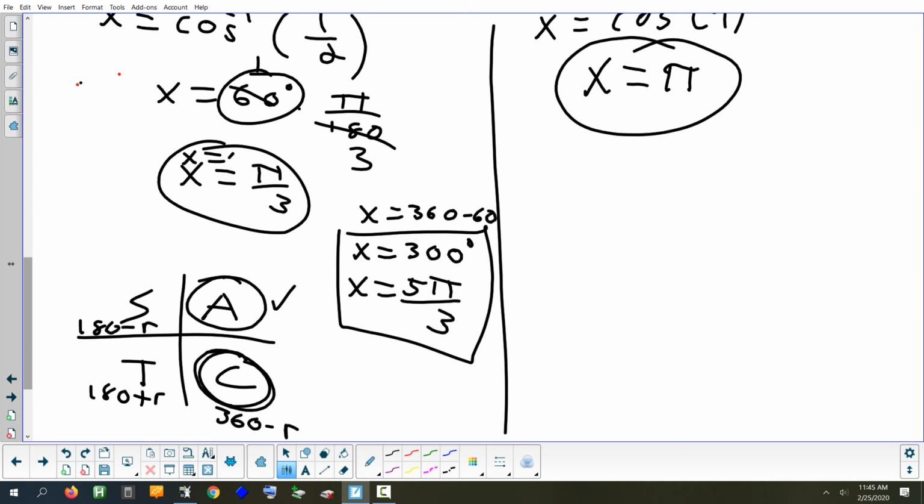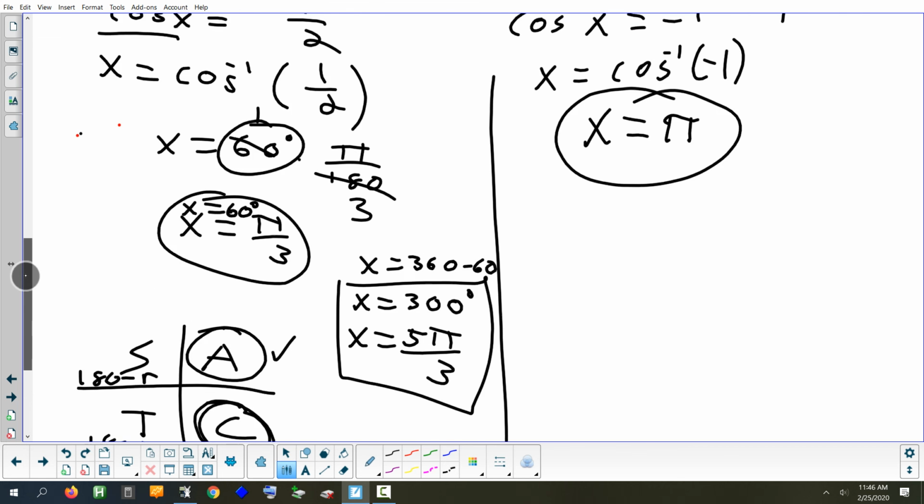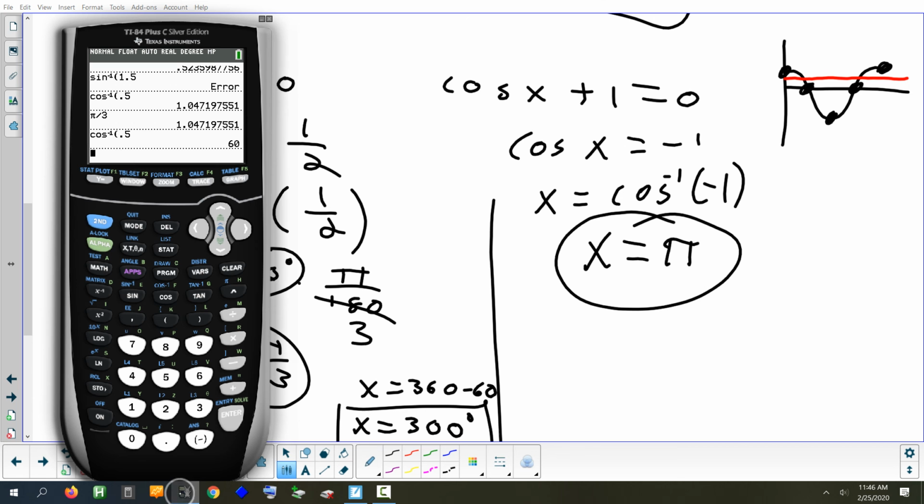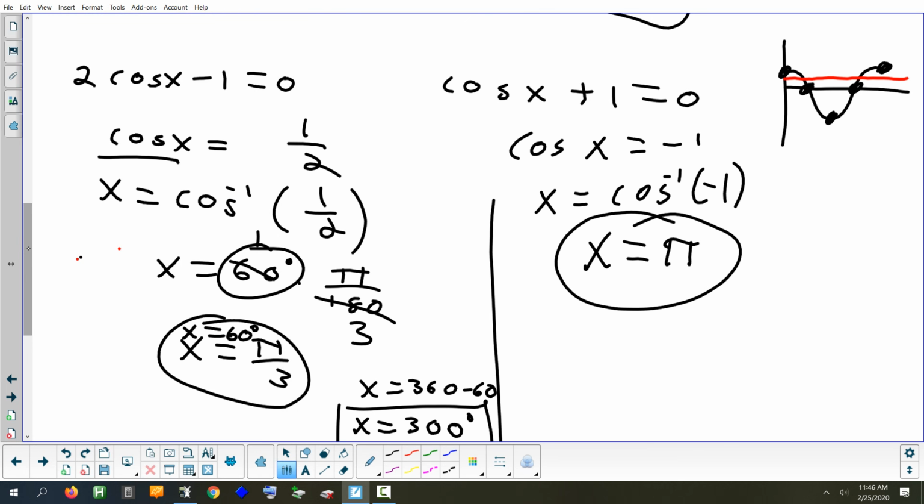And I'll put this one here. So these 60 and pi over 3 are the same answer, degrees and radians. 300 and 5 pi over 3, same answer, degrees and radians. Now, very easy to check. If you take the cosine of 300, it better equal 1/2. If it doesn't, then we didn't solve the problem correctly. Cosine of 300 equals 0.5. You could check the 60. Cosine of 60 is also 0.5. It's exactly what you wanted.